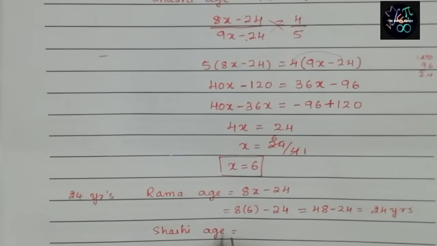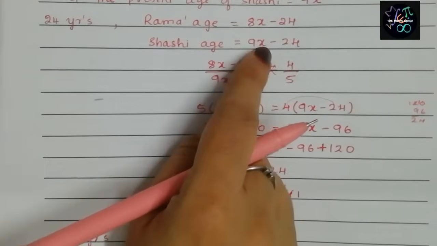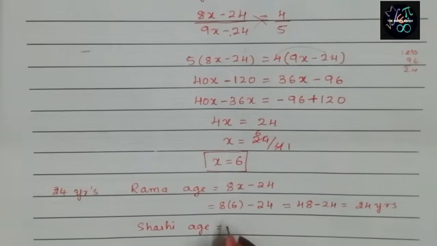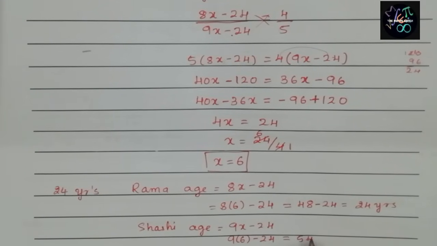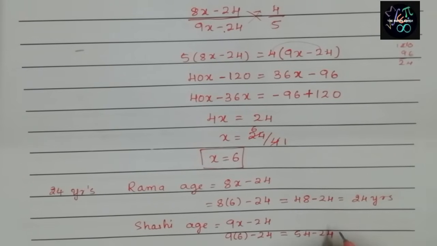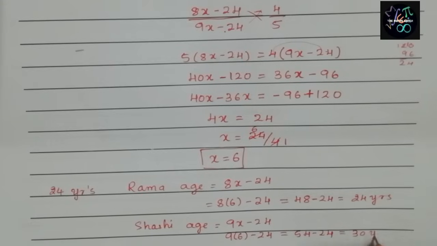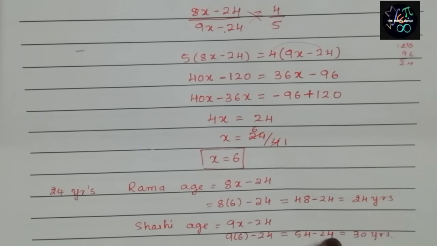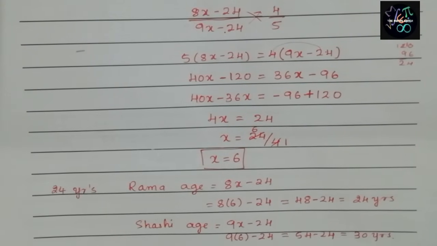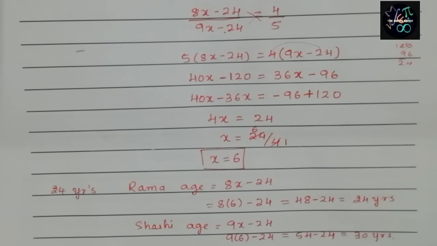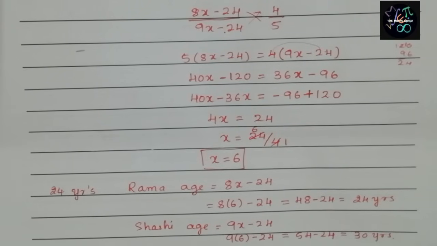What have we taken 24 years ago? 9x minus 24. So I'll write 9x minus 24. 9x plus what will we write? 6 minus 24. 9 6s are 54, minus 24. If we do 54 minus 24, we get 30 years. So we got their ages before 24 years, 24 years ago. So this is the answer of question number 21. Let us see the next question.